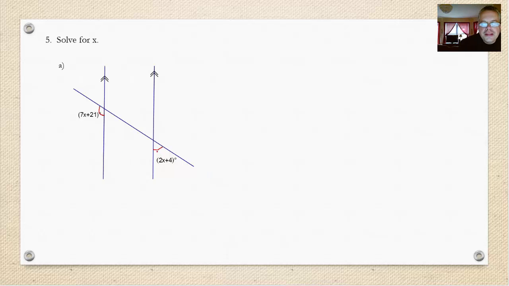Another way to do it is think this is acute, that's obtuse. Any acute and obtuse angle have to add to 180. But we should know the names and know that if they're same side exterior, they're supplementary. That's going to help us later. So 7x plus 21 plus 2x plus 4 equals 180. That's the key step, writing the correct equation. Combining like terms, we get 9x plus 25 equals 180.